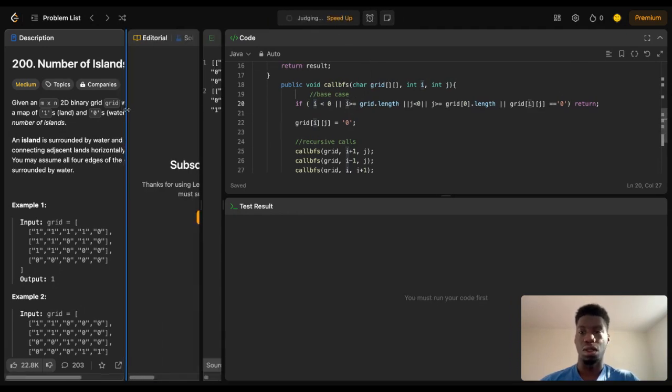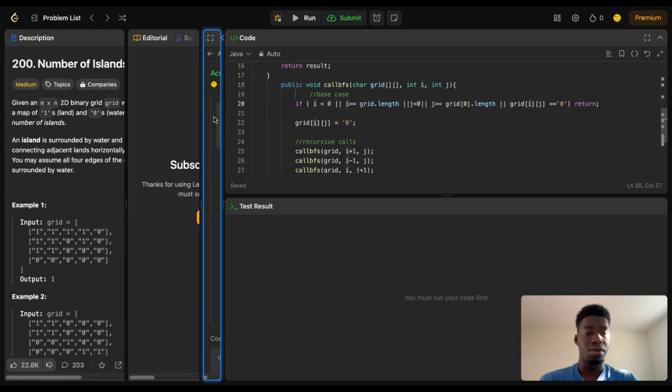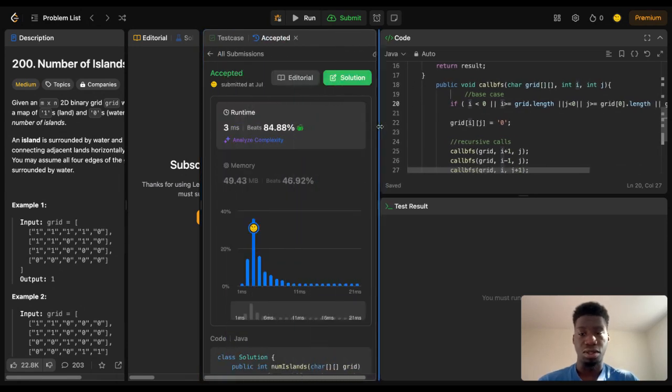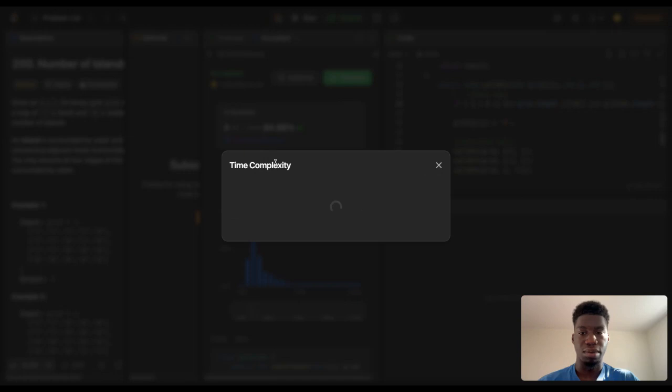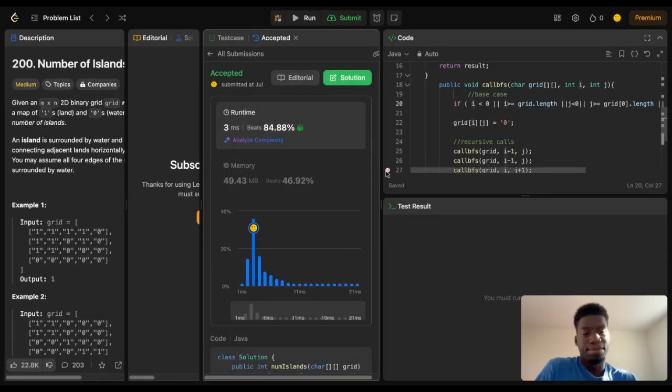I did this question a long time ago. I actually don't know how I failed last time. Anyway, 84% passes, very good runtime. Let's analyze the complexity. It's m times n, I don't think that's good, I suppose.